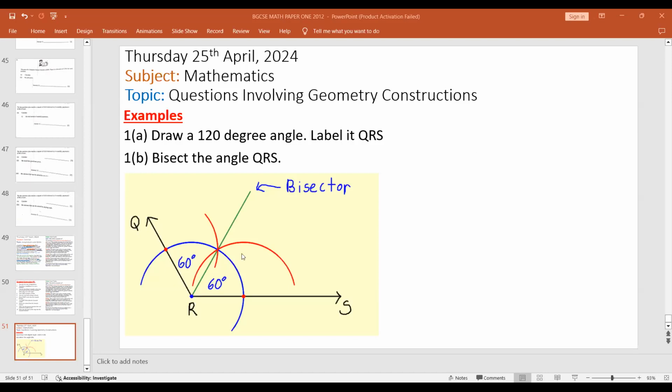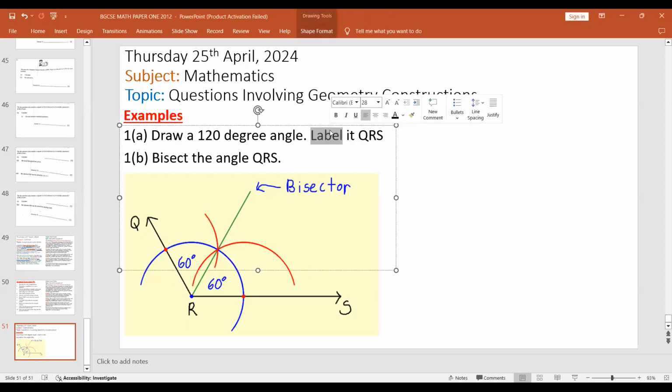All right. So we have, this is the bisector. All right, so let's do another one. So another example, right? I need all of you to take a picture of your work and send it to me via WhatsApp. Again, I need you to take a picture of your work and send it to me via WhatsApp.